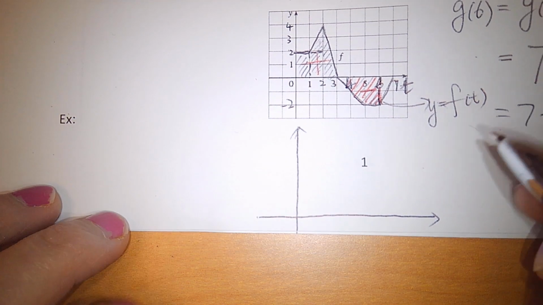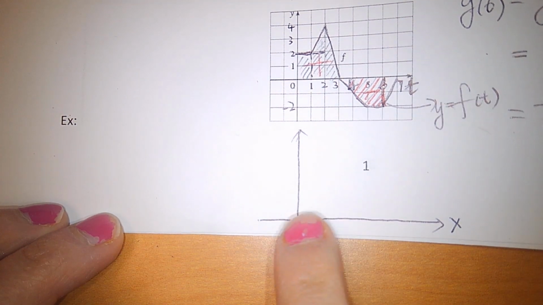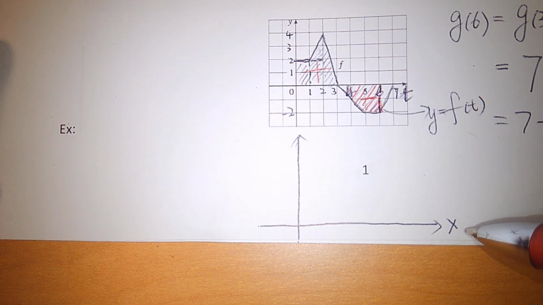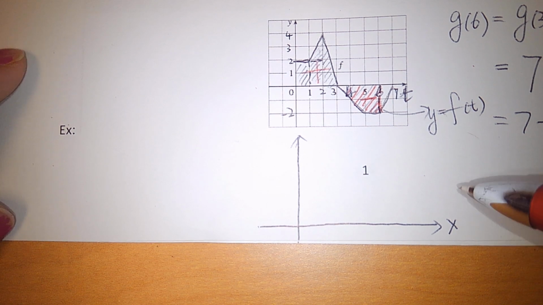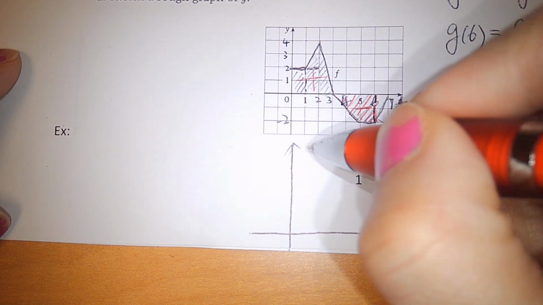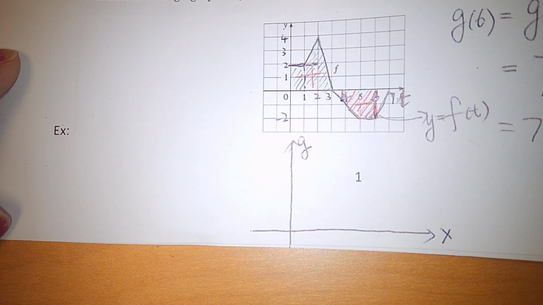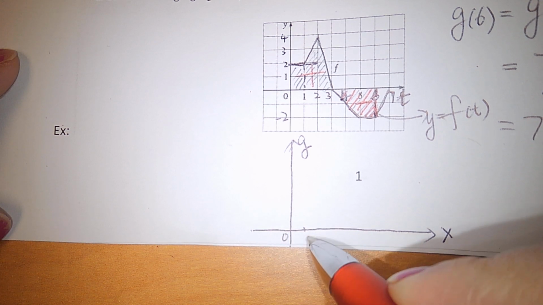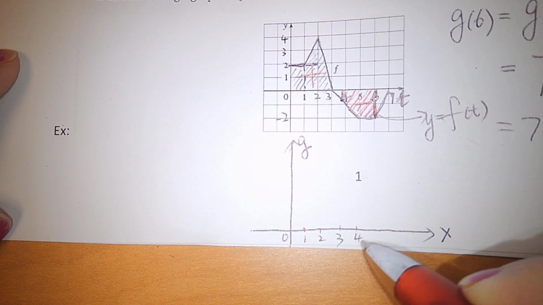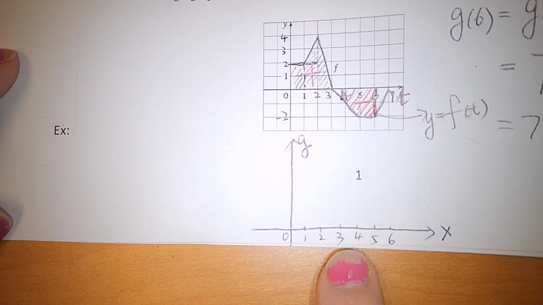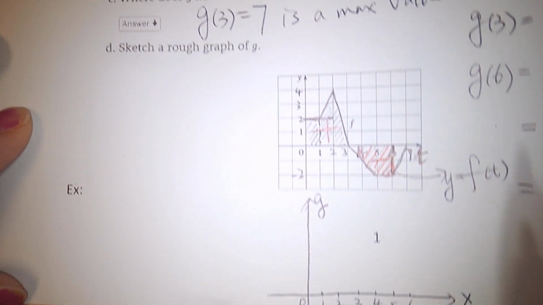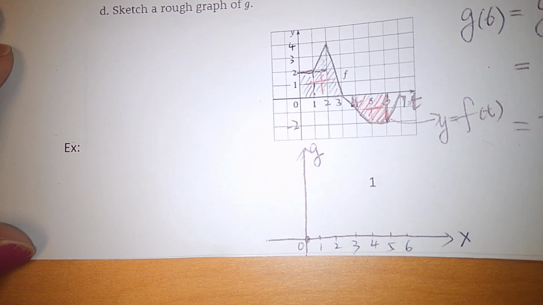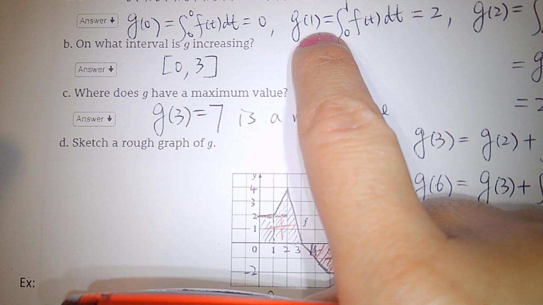Now for the g function, what is the variable for the horizontal axis? Is it t or x? X. G is a function of x. And this is g. Then 1, 2, 3, 4, 5, and 6. We only need to compute g of 6. So when x equals 0, g equals 0. When x equals 1, g equals 2, right?